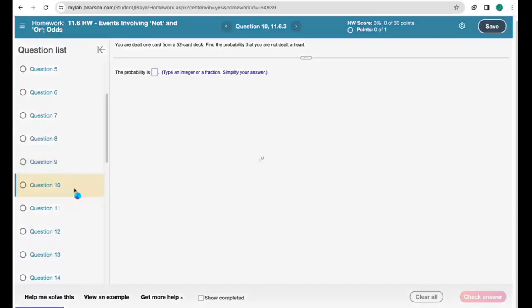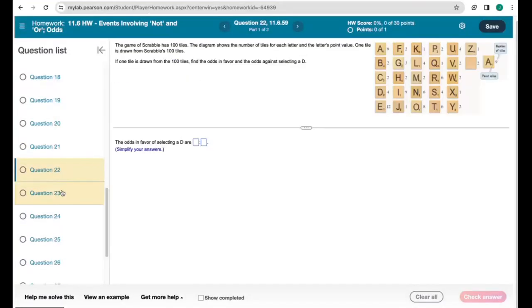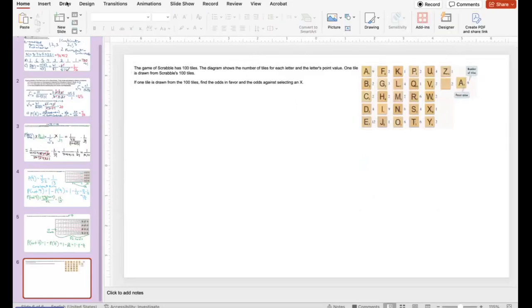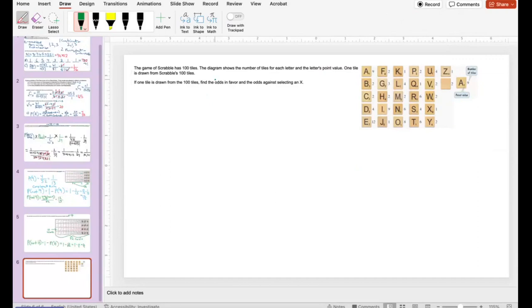All right, let's see if there's a harder one. Can we do that one? This one? Yep. All right, so this is Scrabble. The game of Scrabble has 100 tiles. I don't ever play this. This is like making words. The diagram shows a number of tiles for each letter. So there's 9 A's. I don't know what the little 2's mean. Points. Oh, that's the point value. Okay. And the letters' point value.